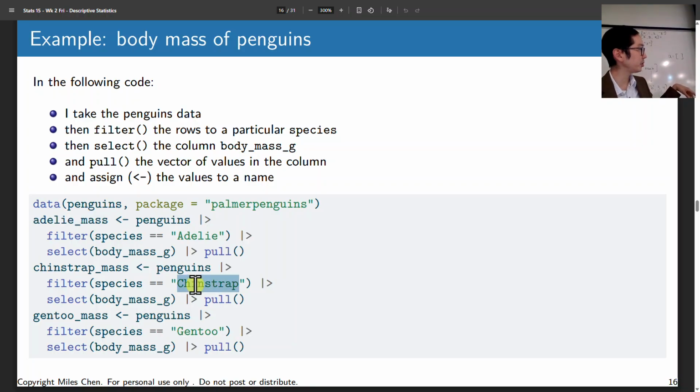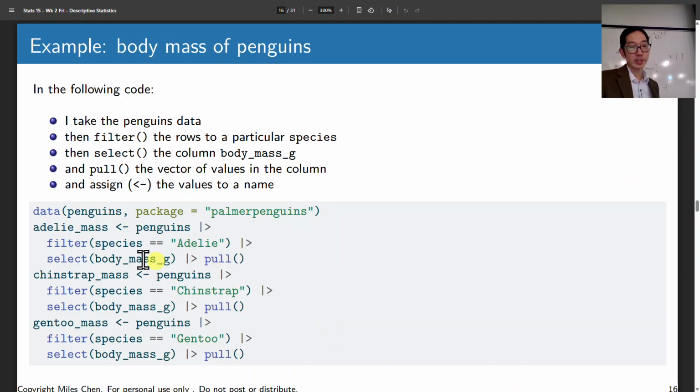And I do the same thing with chinstrap. I do the same thing with the Gentoo penguins. Just filter it to that species, select the column body mass, pull out those values. And then all of them I'm assigning back to their own names, okay? And so that's what we have. Well, I'll show you how to do this more efficiently, because basically I had to copy and paste the code 2 more times here, and just change it from Adelie to chinstrap to Gentoo, which is fine, but there's a more effective way where you can just say, hey, go through the species, do the same thing for all of the species, okay? And we'll look at that next week.